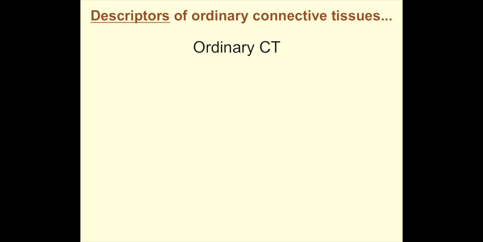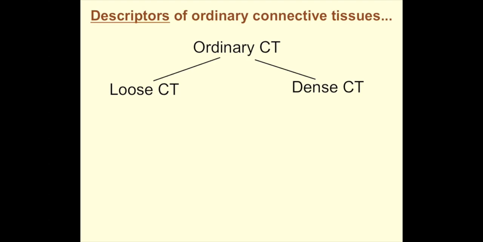So ordinary connective tissues are classified as, I say, ordinary connective tissue, or connective tissue proper is another term that they sometimes use. And it's divided into two types. It's divided into loose connective tissue, and it's divided into dense connective tissue.